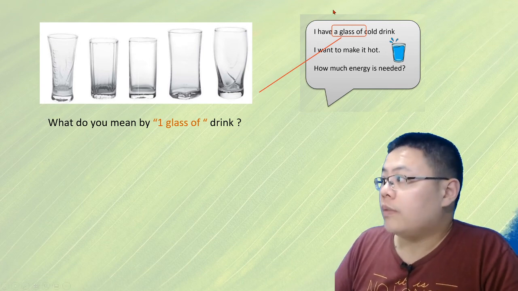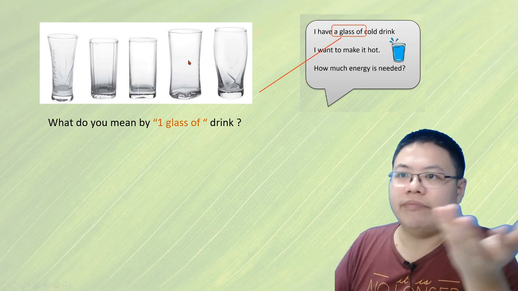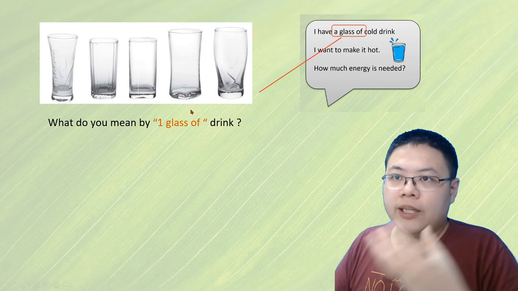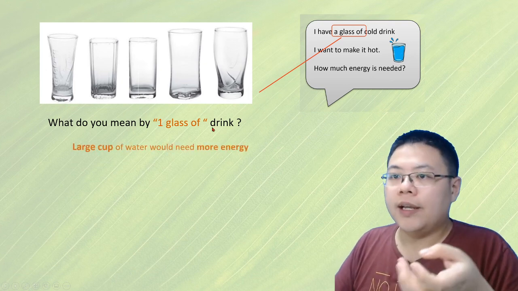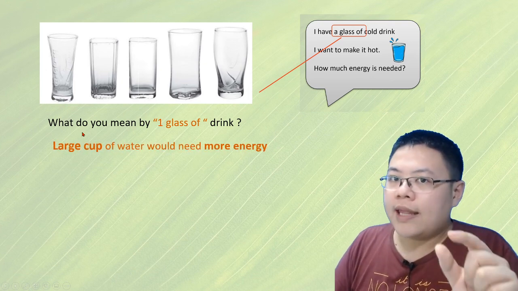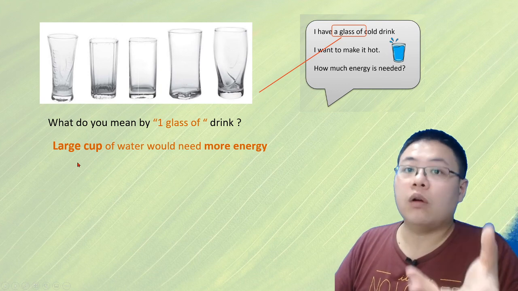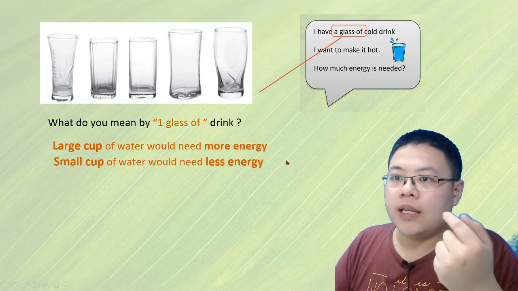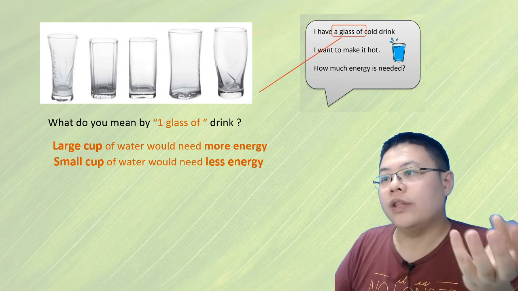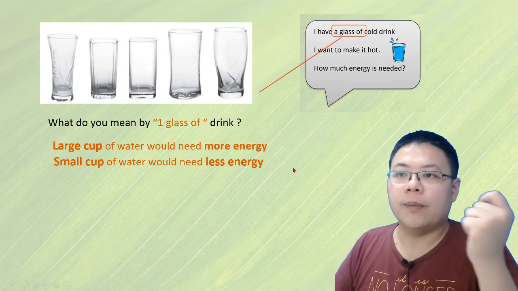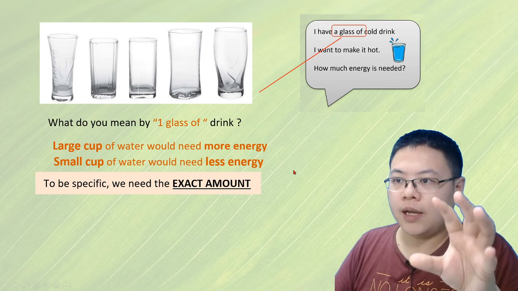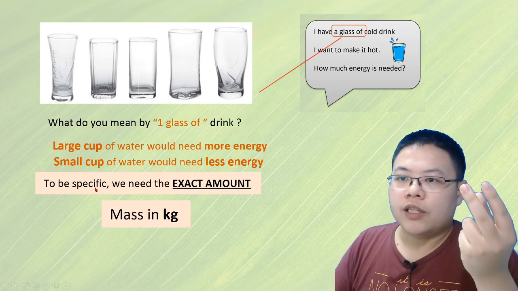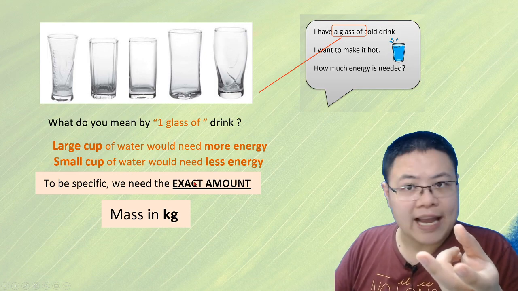Okay, the first problem is a glass. A glass is so big, it can be a big cup, it can be a small cup. Okay, of course a large cup of water will need more energy to heat up, and a small cup of water would need less energy to heat up. So the relationship here is that we have to specify what is the exact amount.